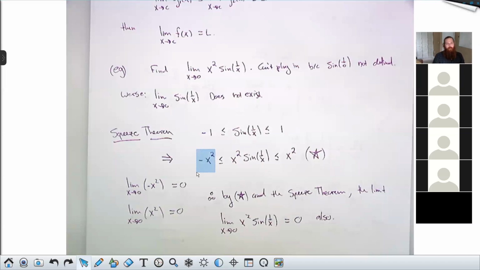Here's the policeman behind you. Here's the policeman in front of you. Both cops are going to 0. So you, stuck in the middle of those two cops, you have no choice but to go to 0 as well. The last thing I'd like to do with you here today is to take a quick look at the graph of this function compared to the graphs of these.